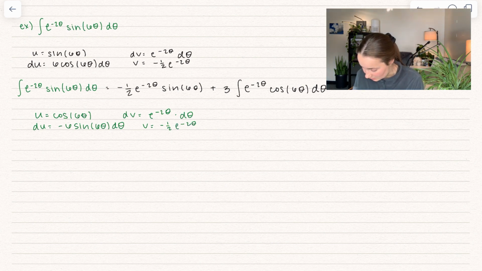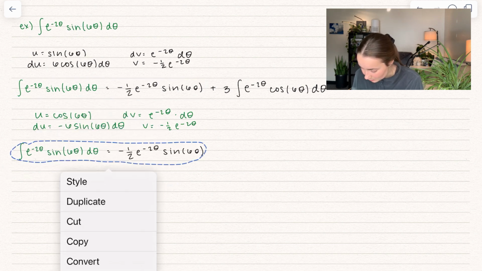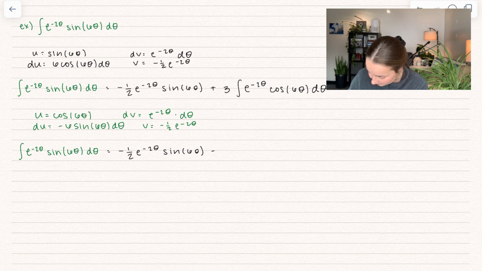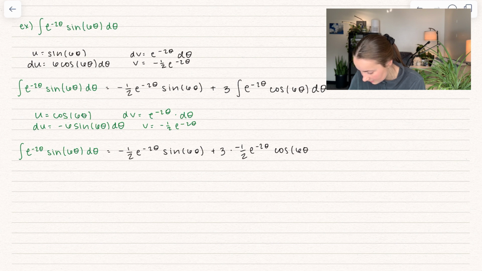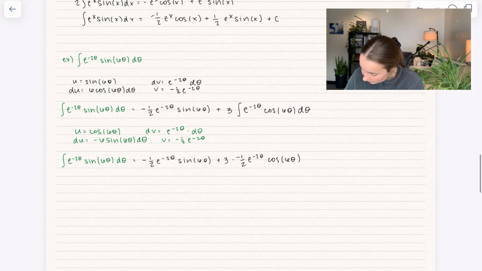And here we're going to go ahead and do it again. So I'm going to copy and paste this part because it doesn't change at all. And this is where we cannot forget that constant of 3. So first we have 3 times uv. So that becomes times negative 1/2 e to the negative 2 theta cosine of 6 theta. I'm going to zoom out a little bit. Okay, and then again, don't forget that 3. So we're going to do minus the integral, so 3 times the integral of v du. So that becomes negative 1/2 e to the negative 2 theta times negative 6 sine of 6 theta d theta.